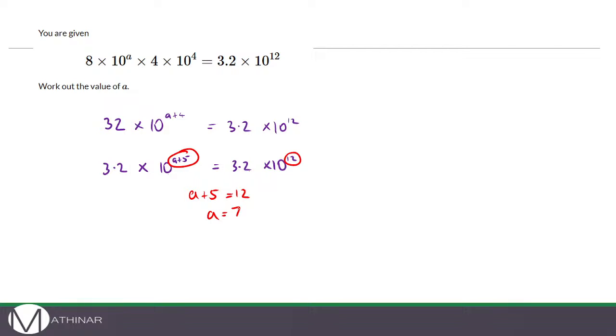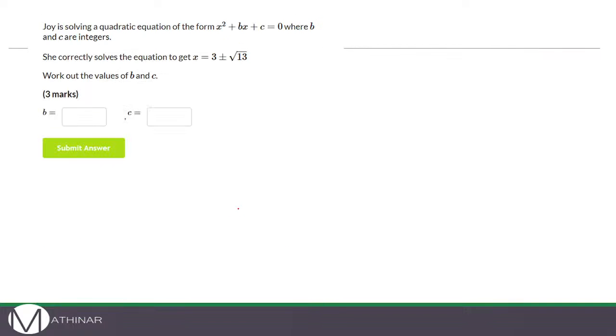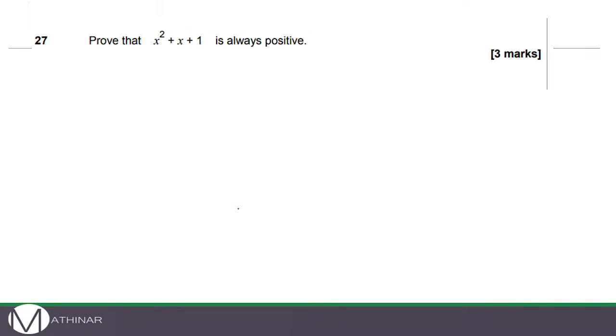Right, we are down to our last 3. Prove that x squared plus x plus 1 is always positive. So if we want to prove that something is always positive, usually we will do completing the square. The confusing thing here is that the coefficient here is odd, but we can still complete the square. It's just a bit more messy.